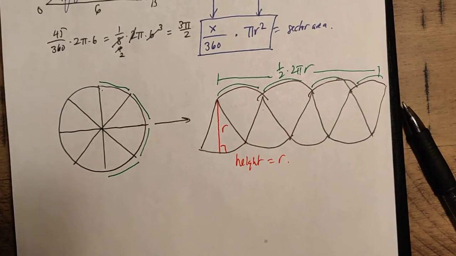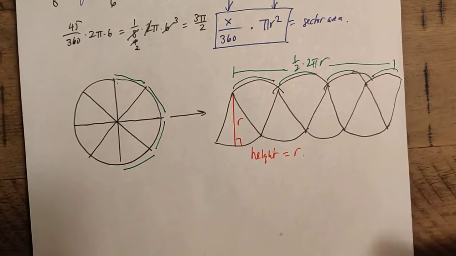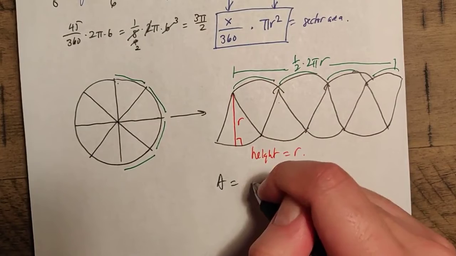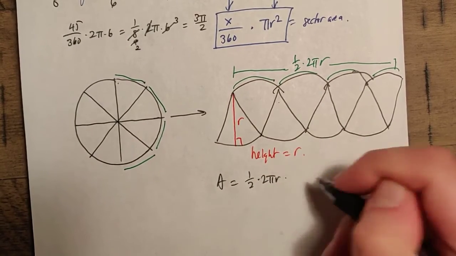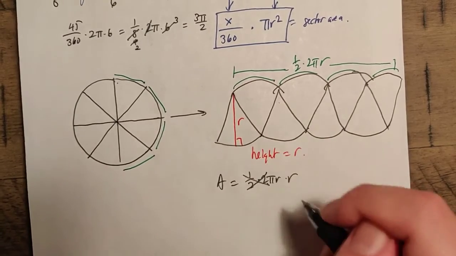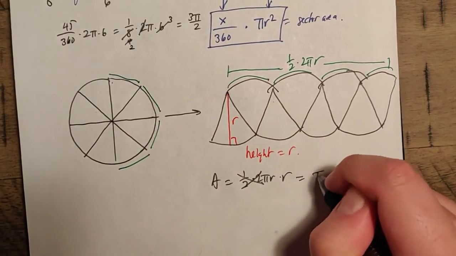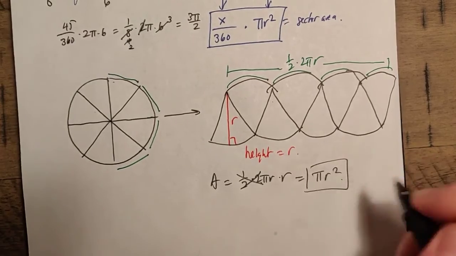Okay? So now we can put this together. The area of the parallelogram is going to be the base, which is 1/2 times 2 pi r, times the height, which is r. And you see the 1/2s drop out, and we have 2 r's here. So that yields us pi r squared.